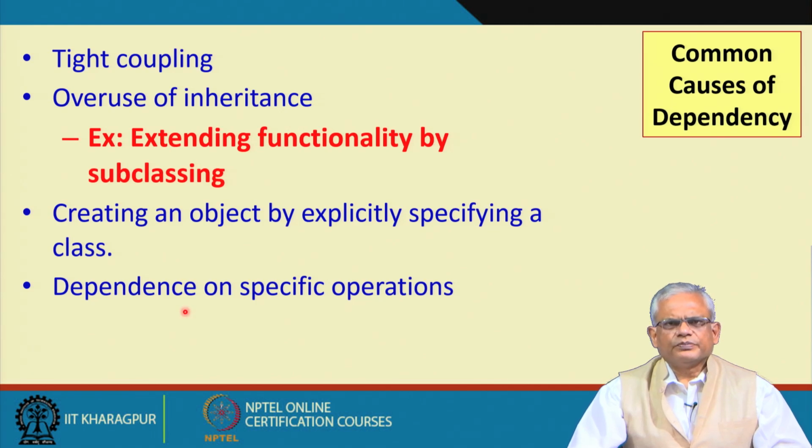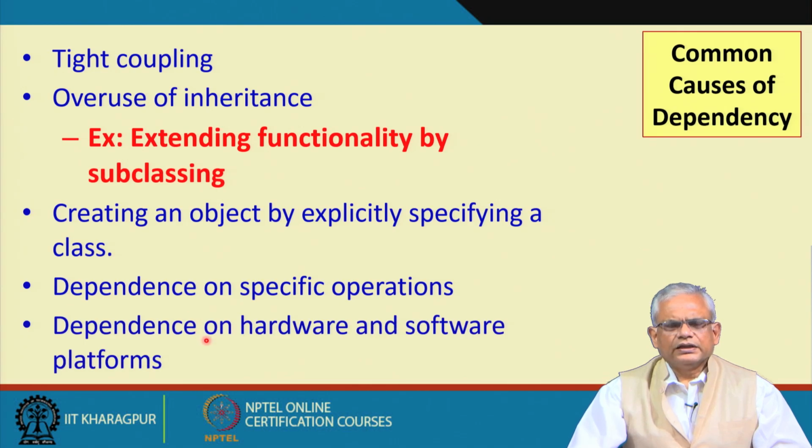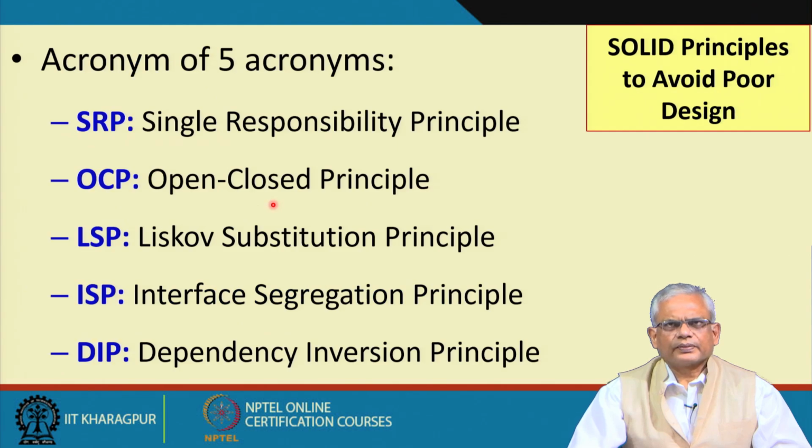Dependence on specific operations of concrete classes is another problem, and so is dependence on specific platforms. Now we will start discussing the principles, and we will see how they tackle these problems. The problems are tackled through 5 important principles, as mentioned in Robert Martin's book.